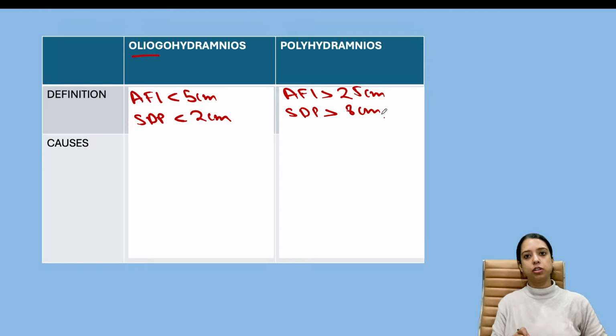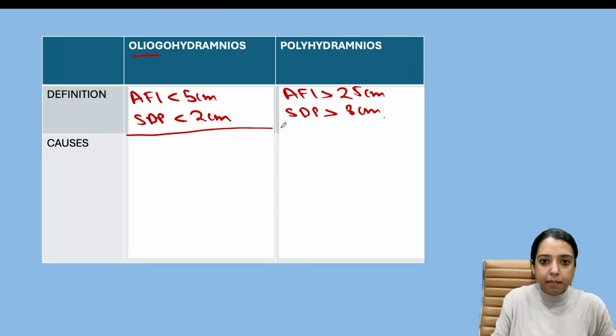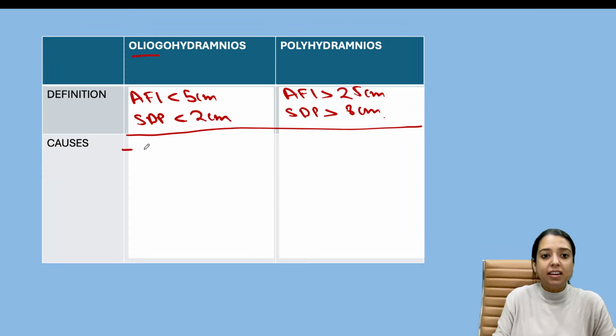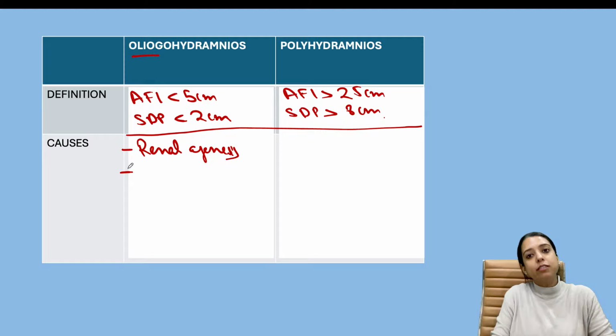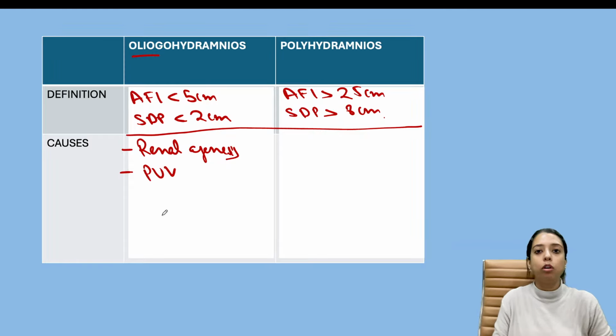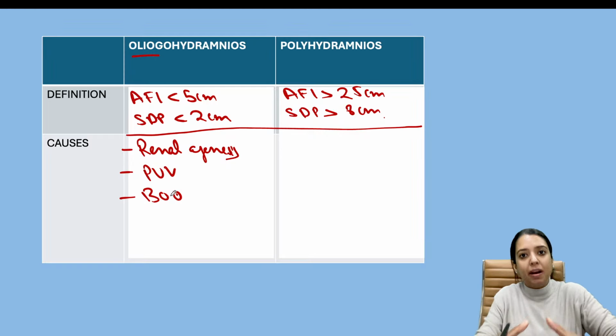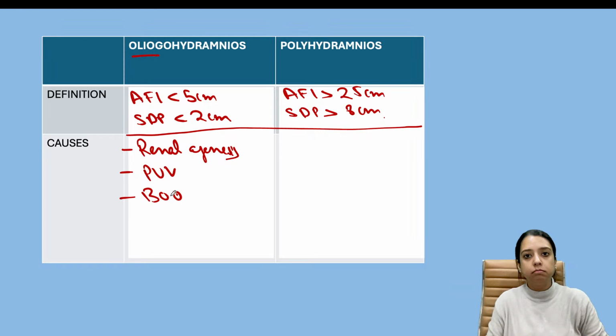This is the definition. Causes. If we know how the liquor is formed, how the fluid is formed, we will know the cause. How is the fluid formed? From the fetal kidney. What is the source of amniotic fluid? Fetal kidney. So everything related to kidney: renal agenesis, where the kidney is not formed, or the kidney is formed but the urine is not coming out, posterior urethral valve, bladder outlet obstruction. If the baby is not passing out urine, how will the fluid form?